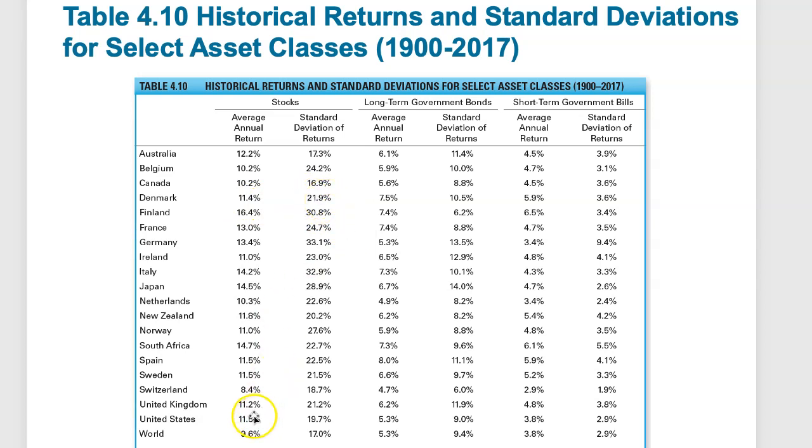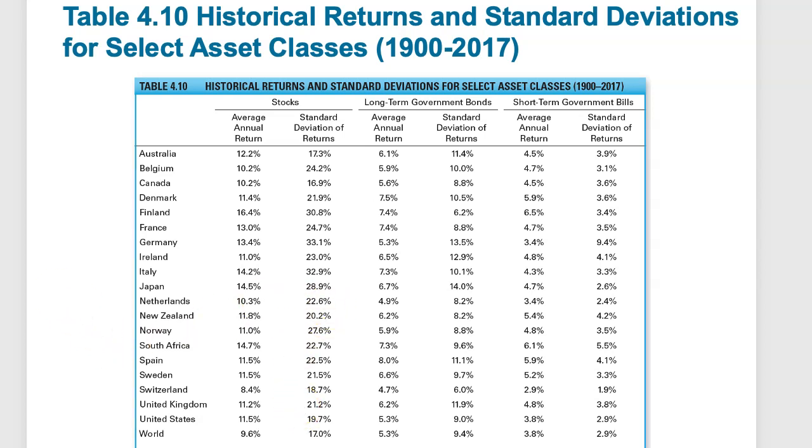And for the U.S., a similar 11.5%, but a lower standard deviation. Why is the U.S. standard deviation lower than Denmark? It might be because it has a larger group of stocks in its stock market, making it a little bit more diverse, a little bit less susceptible to the swings of a few individual stocks.